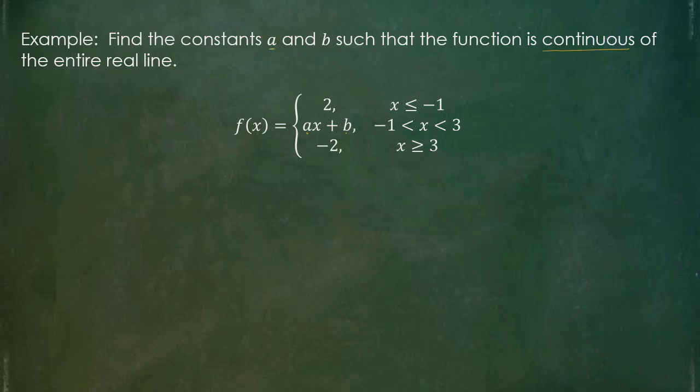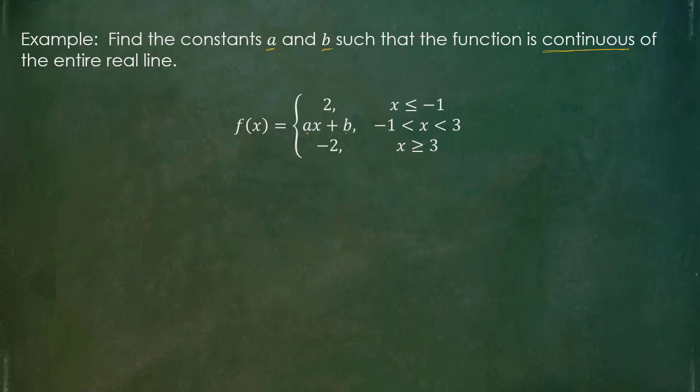So notice it's just saying that you have two constants, a and b. I just need to find what values of those would guarantee that it stays continuous for the entire real line. So notice this does go on. It's an open-ended one, because x less than or equal to -1 implies I go on to negative infinity, and x greater than or equal to 3 implies that it goes on to positive infinity. So it does go forever in both directions.